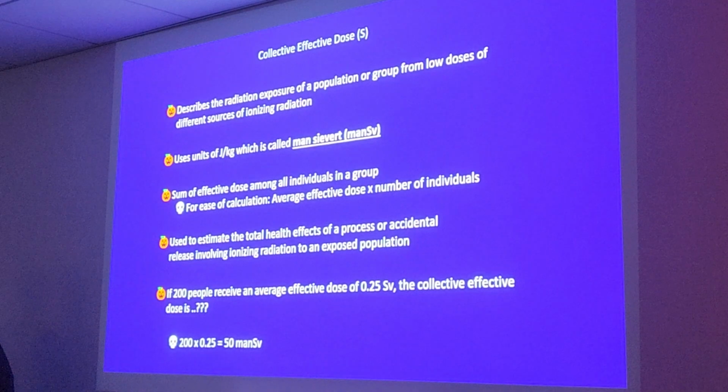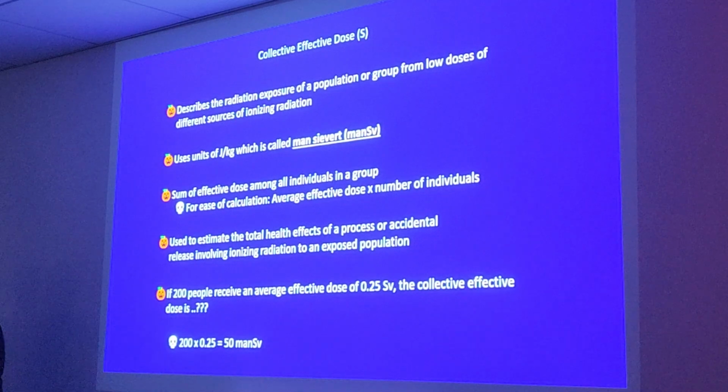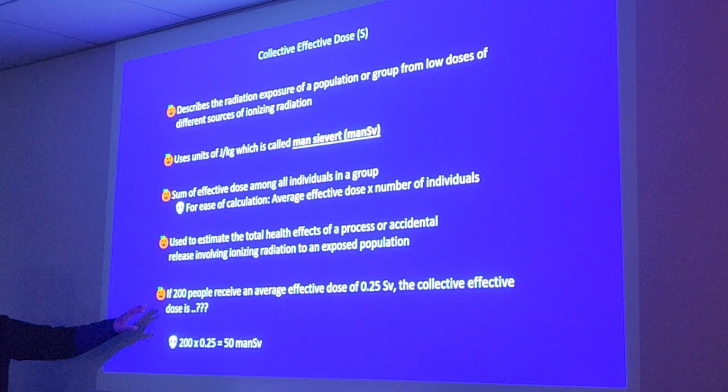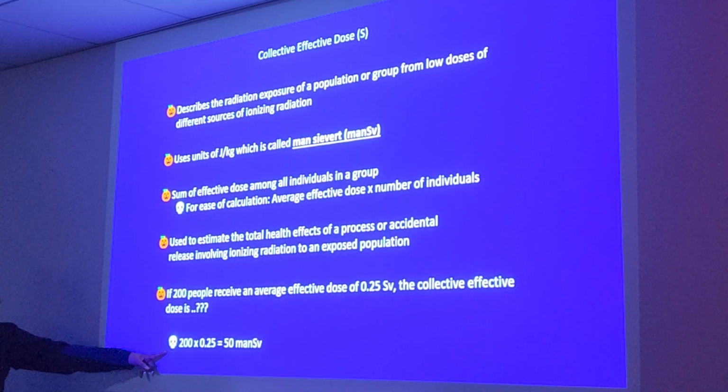All right, second last slide, collective effective dose. What do you think that means? It's in the name, collective effective dose. So effective dose of a bunch of people, right? And the units are man-sievert. So it's the sum of effective dose among all individuals in a group. So if 200 people receive an effective dose of 0.25 sieverts, what would be your collective effective dose? 50 man-sieverts.